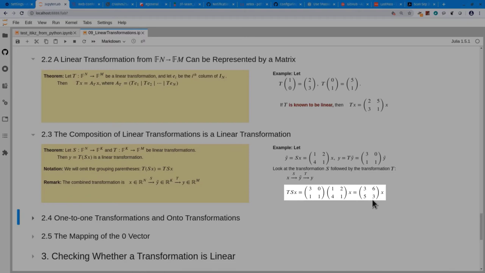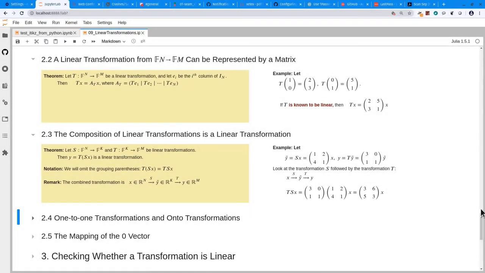Remember, matrix multiplication doesn't commute. If I change the order, in general, I get a different matrix. I'll get a different linear transformation. S followed by T is not the same as T followed by S.